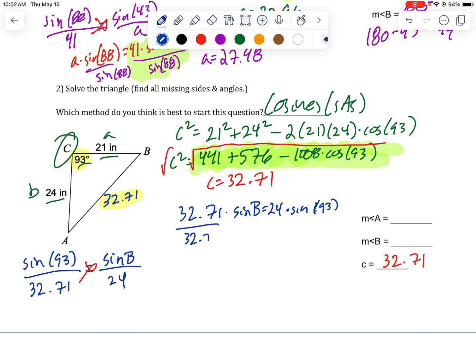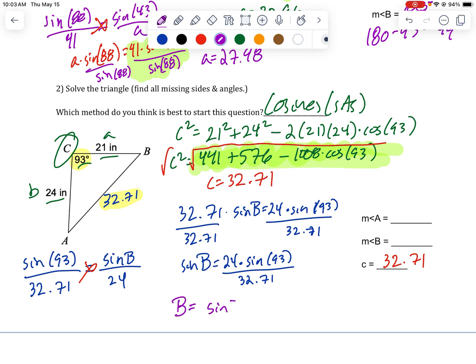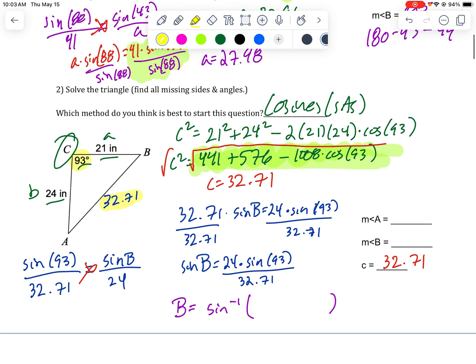Divided by 32.71. So I have sine of B equals 24 times sine of 93 over 32.71. Now, here's the thing. We want to leave these answers as exact as possible. So remember, to find a missing angle, I have to use the inverse sine, the inverse operation. So angle B is going to be the sine inverse of all of this. I'm going to plug all of that into my calculator, and I'll show you how if you need to see it.